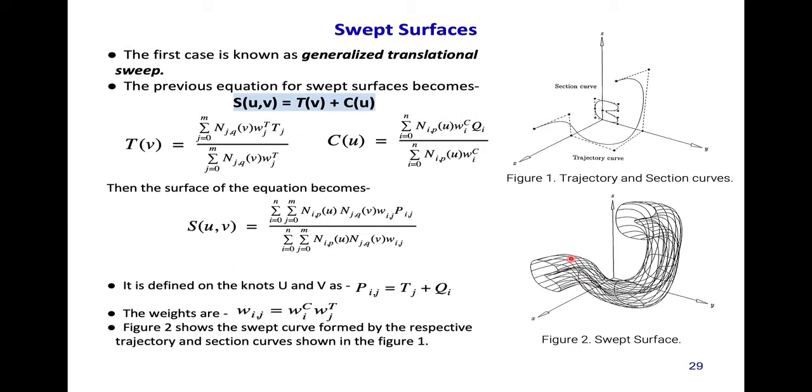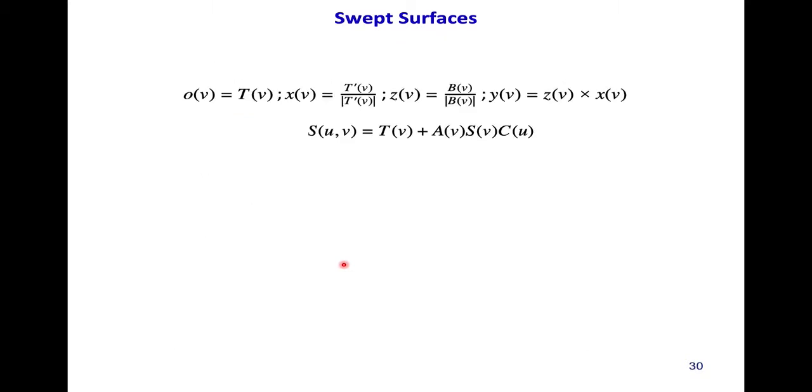Now let us look at the first case where we consider M as the identity matrix. This case is known as generalized translational sweep. This is because if M is taken as an identity matrix, then the equation becomes this, which means the surface is formed by translating the trajectory curve with the section curve. Nothing of rotation or scaling is done here. That is the reason why it is called the translational sweep. If we take the example of a cylinder, these are the equations that are used, which can be found in the previous presentations. These equations are taken together and replaced in the equation given above. So this is the swept surface that will be formed for the cylinder if we use the first case, that is translational sweep.